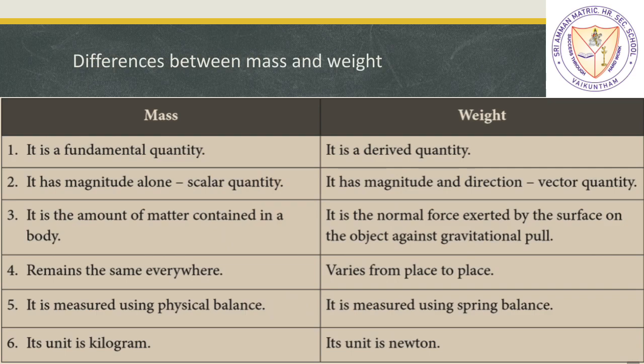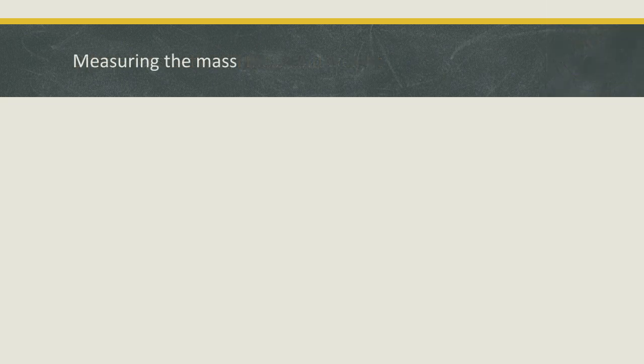So these are the 6 major differences between mass and weight. I hope by now you're a bit clear about what exactly is mass and what exactly is weight. Okay, now moving on. Measuring the mass.